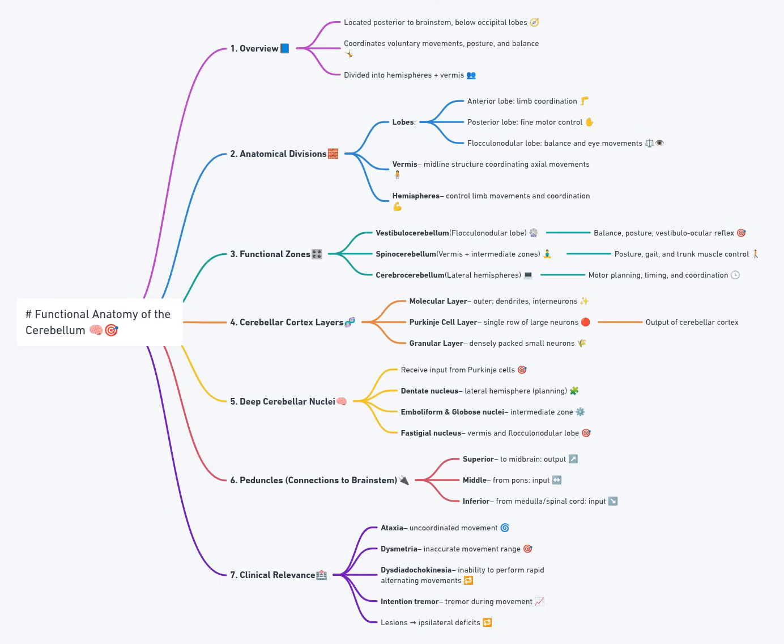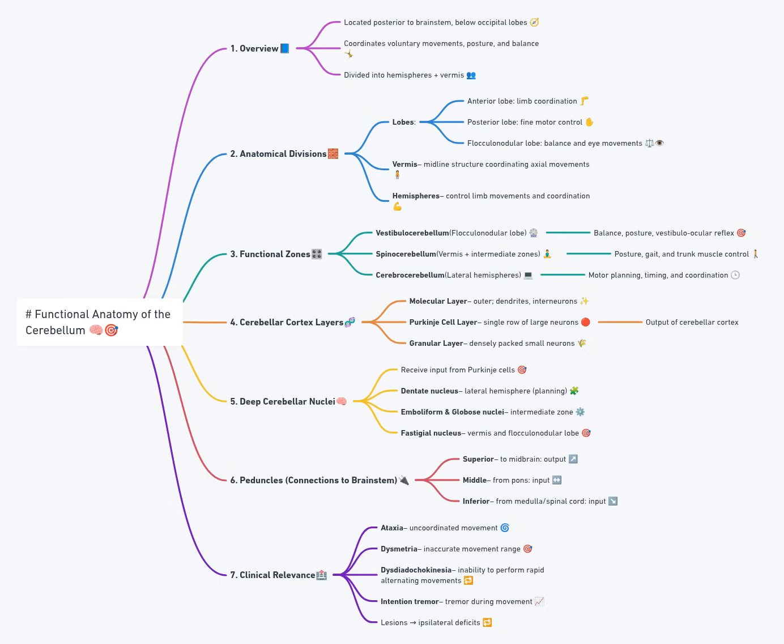The vestibulocerebellum comprises the flocculonodular lobe and adjacent vermis. It receives input from the vestibular system and projects to vestibular nuclei, regulating balance, eye movements, and posture. Lesions here produce truncal ataxia and nystagmus.